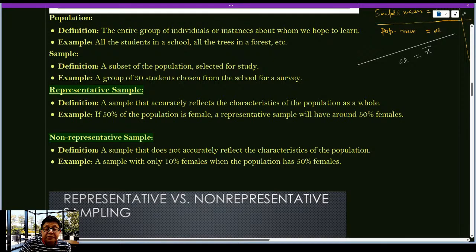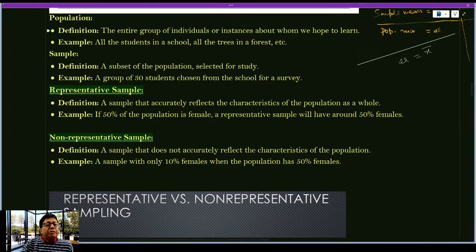Will you say that it is representative? 50% of the population is female, and in the sample you have taken 50% female only. So this is of course representative. Okay, so this is the meaning of representative and non-representative. Don't waste much time here, because if you know the term, you can define it yourself. No problem.